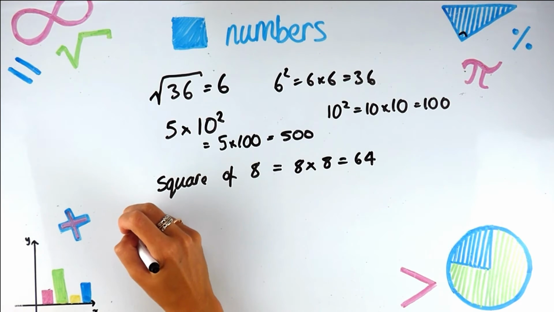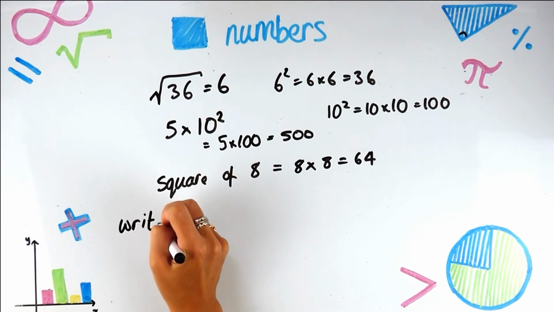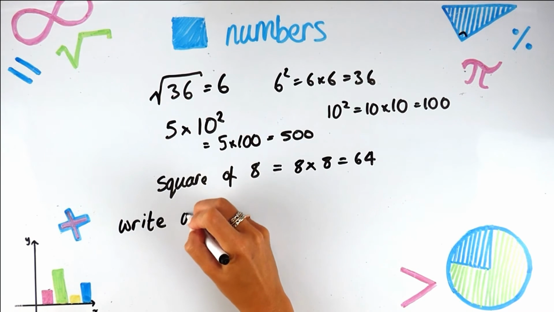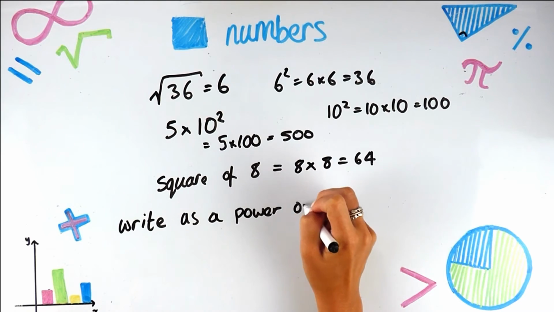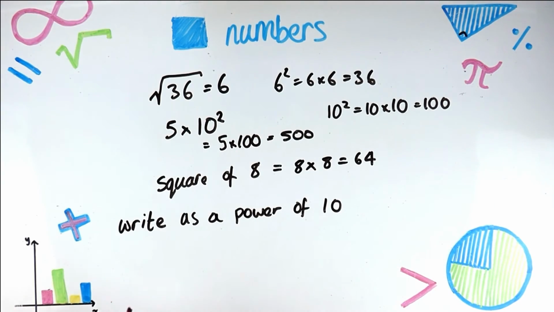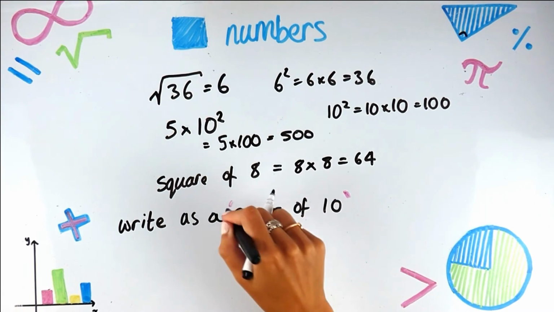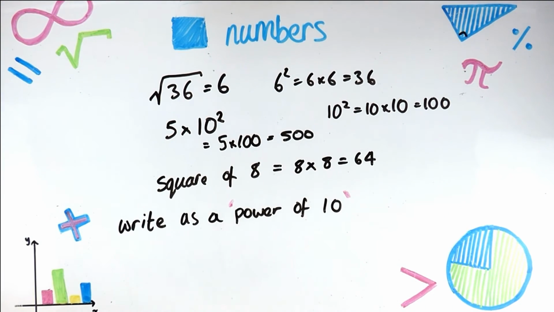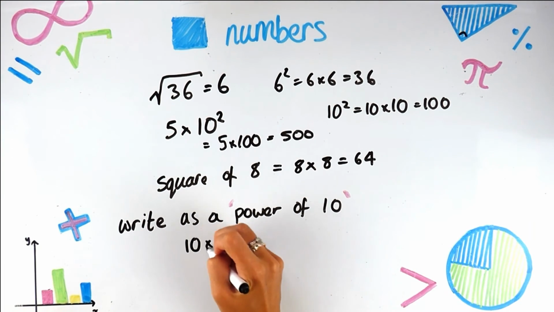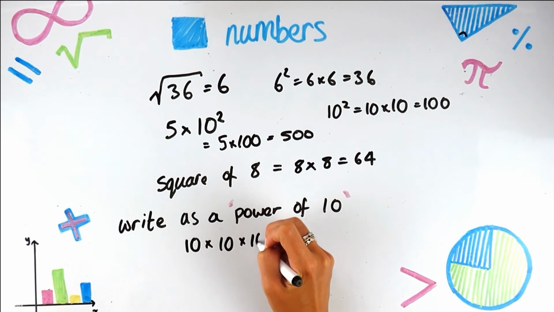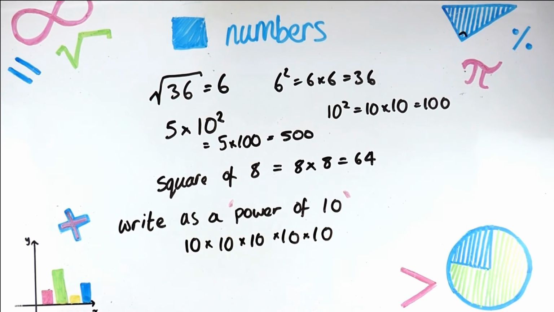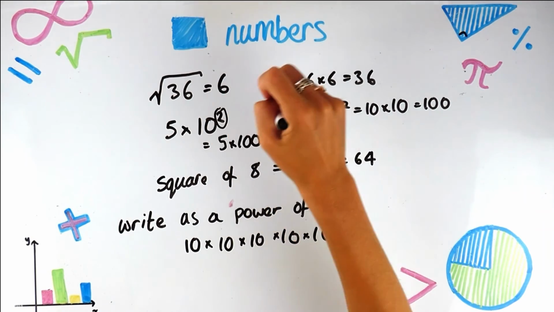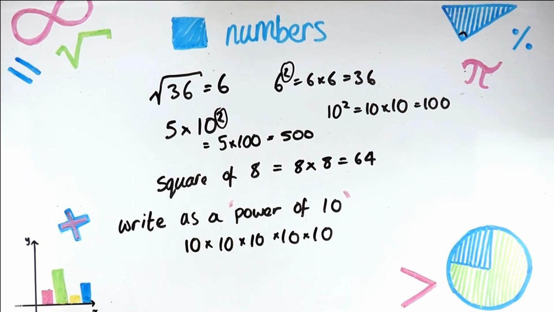This is a bit of a hard one, but I quite liked it when I saw it in the exam questions. Write as a power of 10. I just quite like the phrase power of 10. It just sounds so cool and powerful. These things here, you call them powers, to the power of.